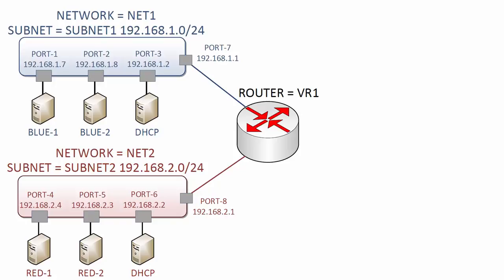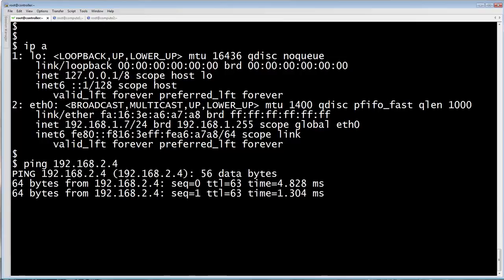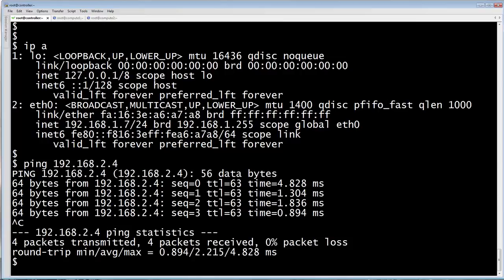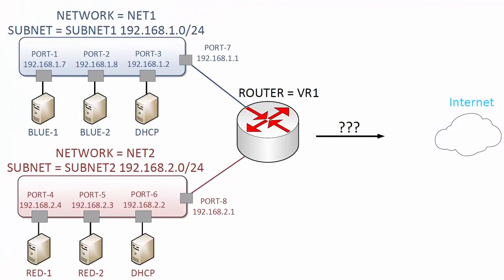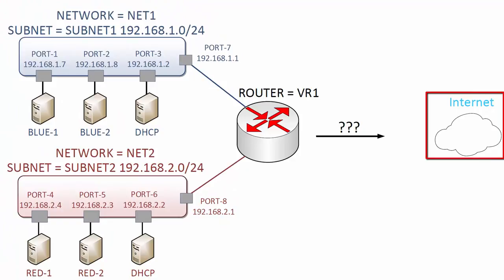Let's quickly verify this. Here I'm back on Blue 1 at 192.168.1.7. I'll try to ping Red 1 over on the other virtual network. Looks like that works fine. Our virtual router is routing packets between our two virtual networks. What we don't have at this point is any way for our internal VMs to communicate with destinations external to our cloud. In the next section, we will connect our virtual router to an external provider network.